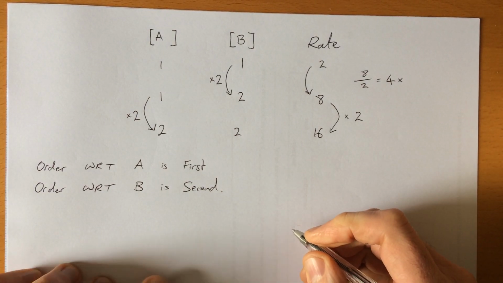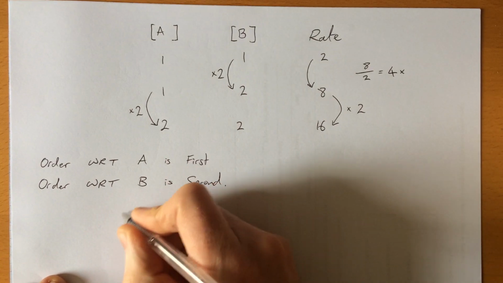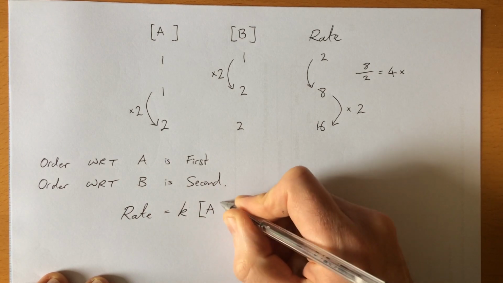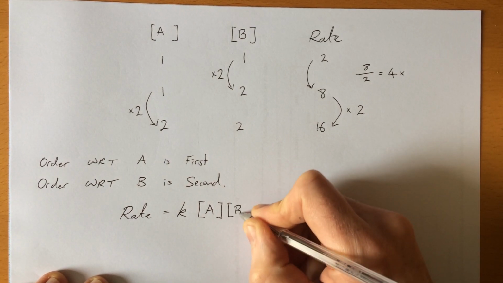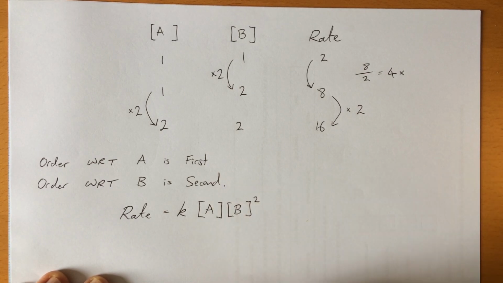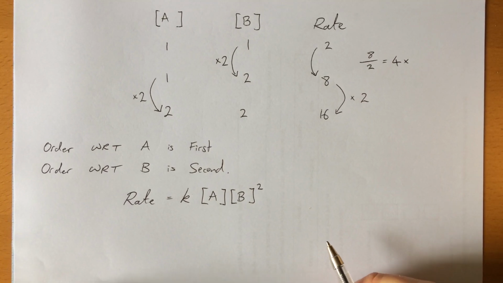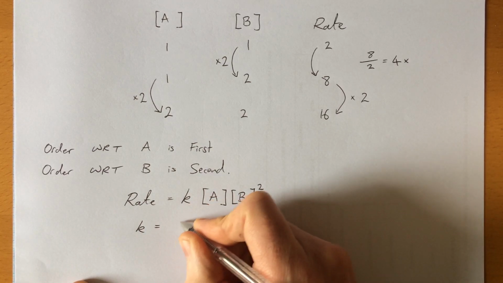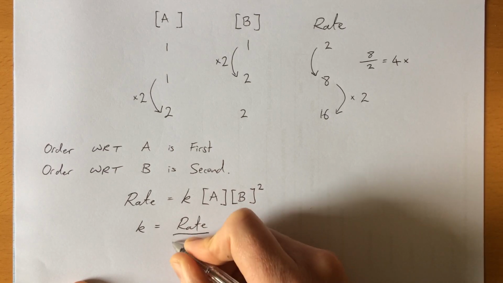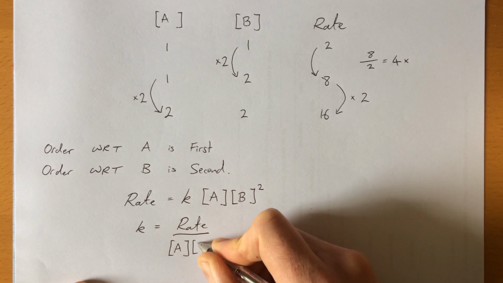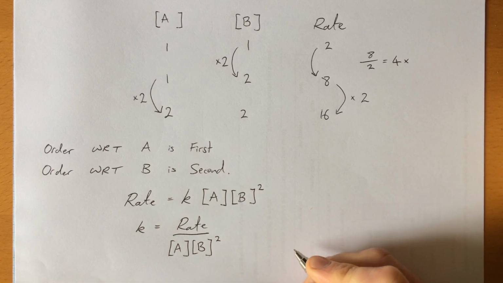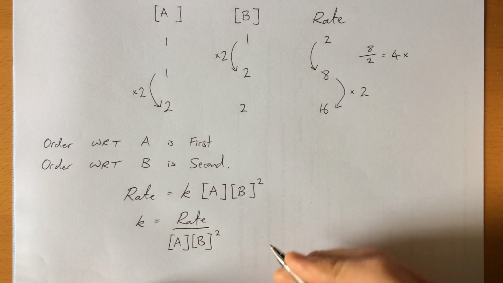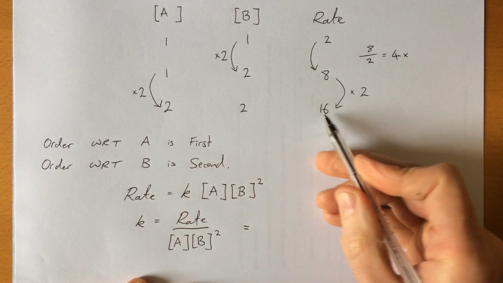So let's write our rate equation. Rate is equal to K, the rate constant, multiplied by the concentration of A, multiplied by the concentration of B squared, because it's second order with respect to B. Now let's calculate a value for K. Well, let's rearrange that. So K is equal to the rate divided by the concentration of A multiplied by the concentration of B squared. It doesn't matter which set of experiments you use, you're still going to get the same value for K. So I'm going to choose this bottom set.